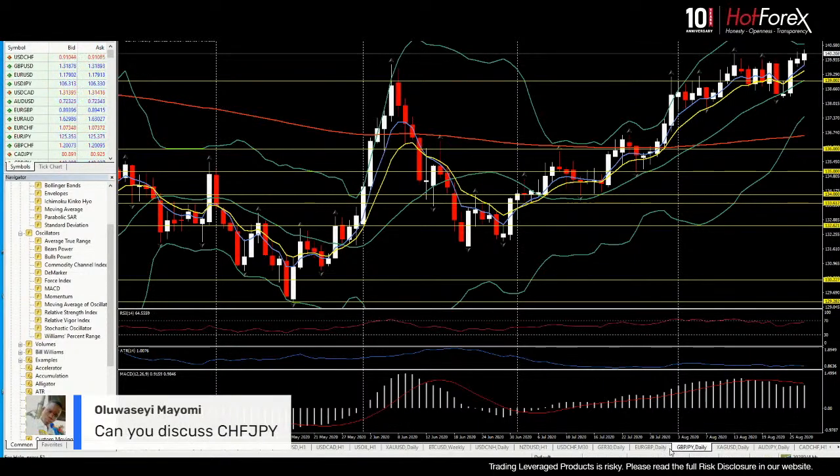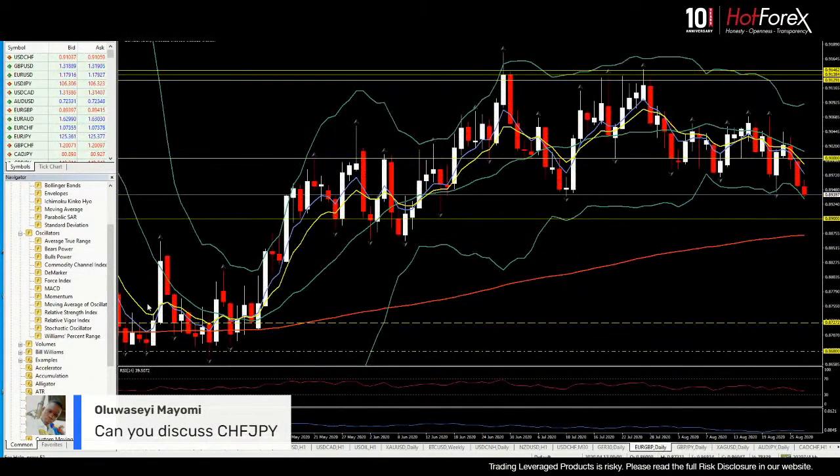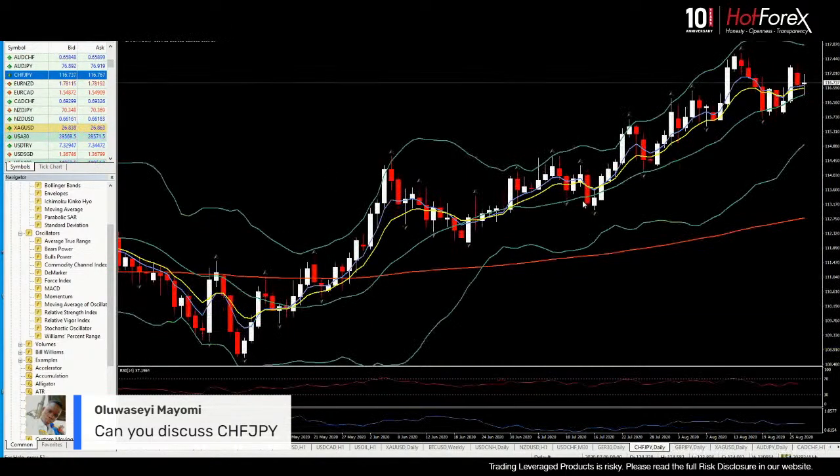Swiss yen. Oh, what's wrong with yen? And Swiss yen. Another very volatile asset. Let me find it for you. Swiss yen. It should be somewhere. Swiss yen. Here it is.